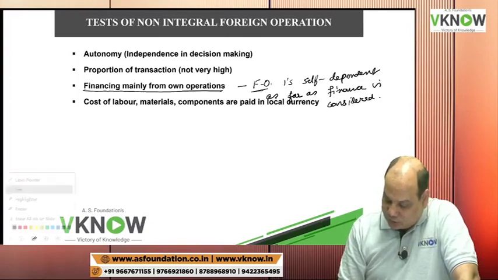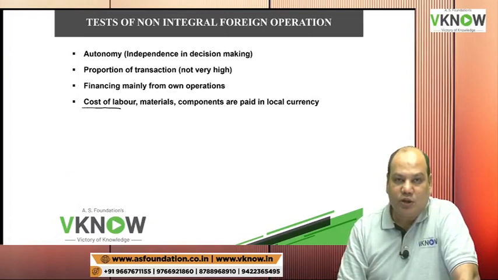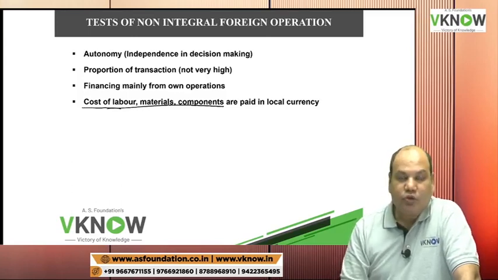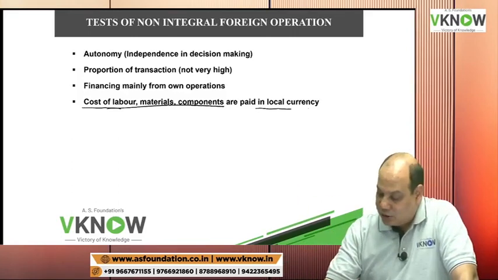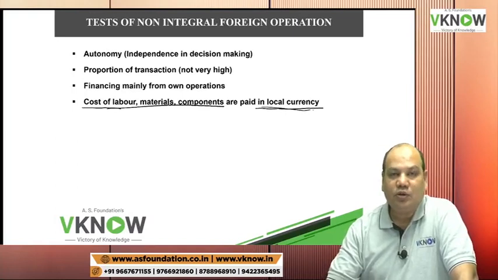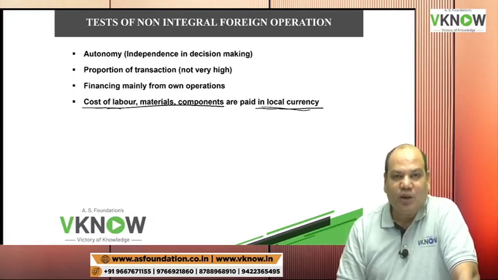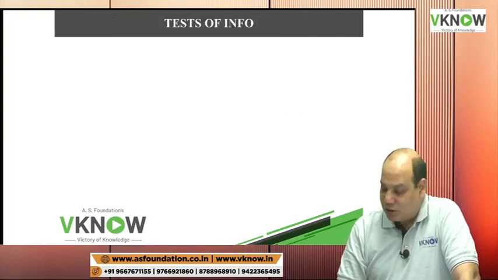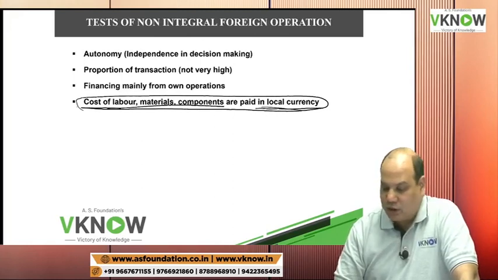Fourth way to identify non-integral foreign operation is who pays for the cost of labor, material and component. Foreign operation pays for the material, labor and other component in their local currency only. They do not depend on head office for payment for the material, labor and other overheads. So they meet their own expenses from their own currency.